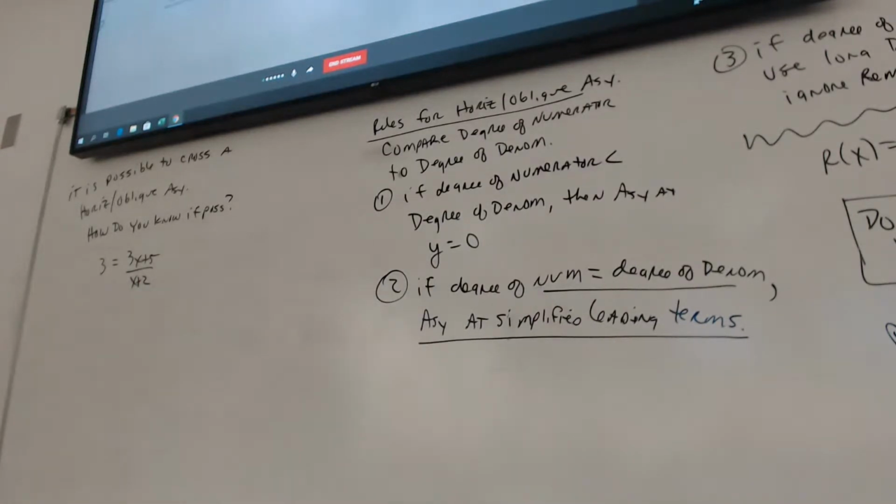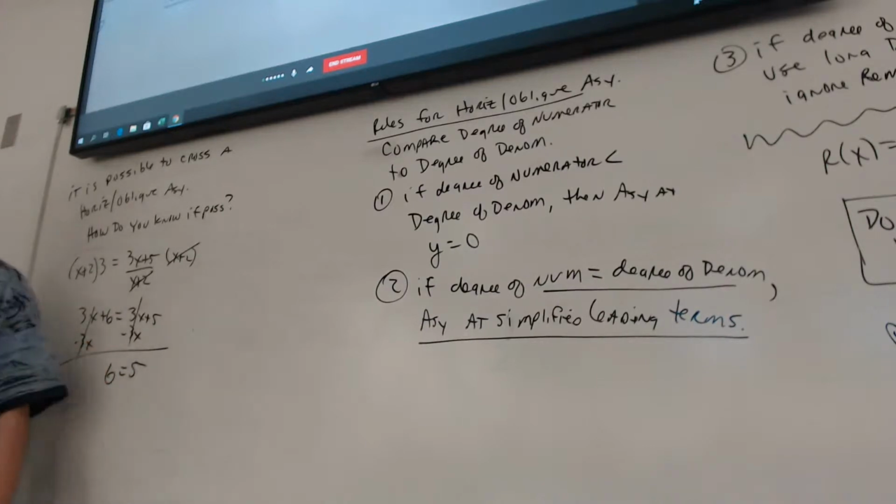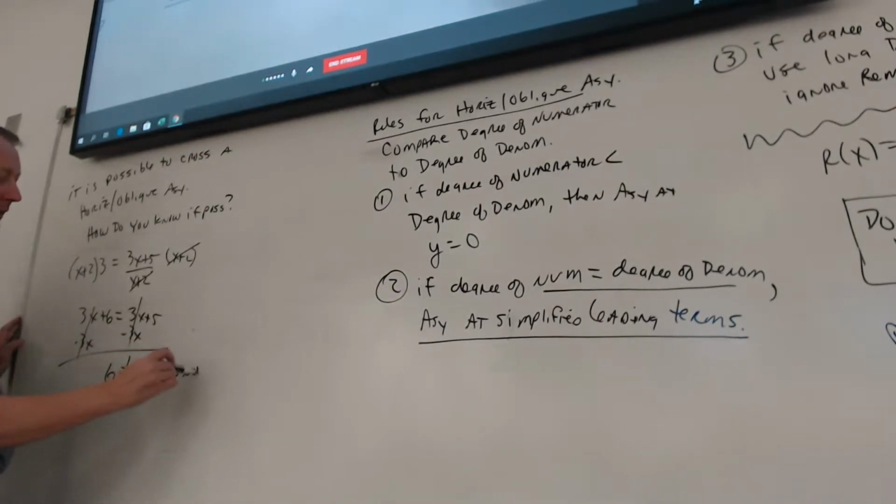So Tyler, can you help me solve this? Yeah, multiply both sides by x plus 2, so that gives me 3x plus 6 equals 3x plus 5. Subtract the 3x from both sides, and I'm going to get 6 equals 5. Is that a true statement? Only when I owe you money, right? Okay, so that is not a true statement. So therefore, 6 does not equal 5, so it does not cross.